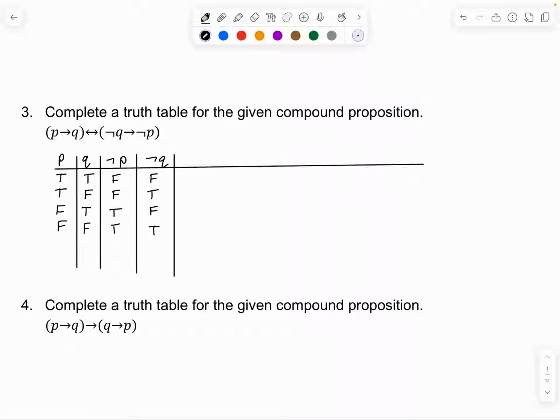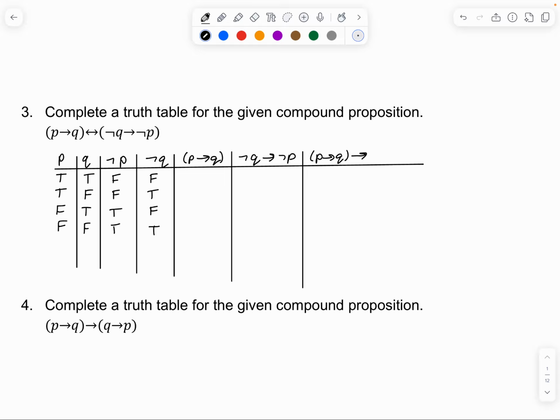And then once I have that, I start combining them into these compound propositions. So I've got one that says P implies Q. So that will be one of my columns. And the other one is not Q implies not P. And then the very last one should always be the whole phrase.